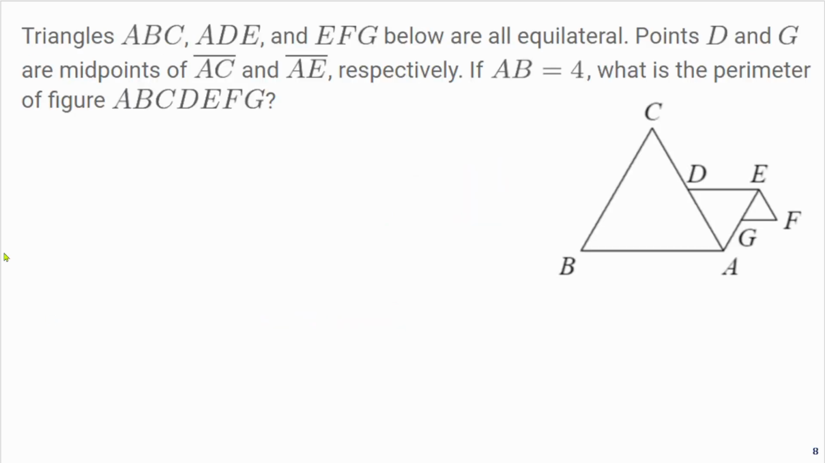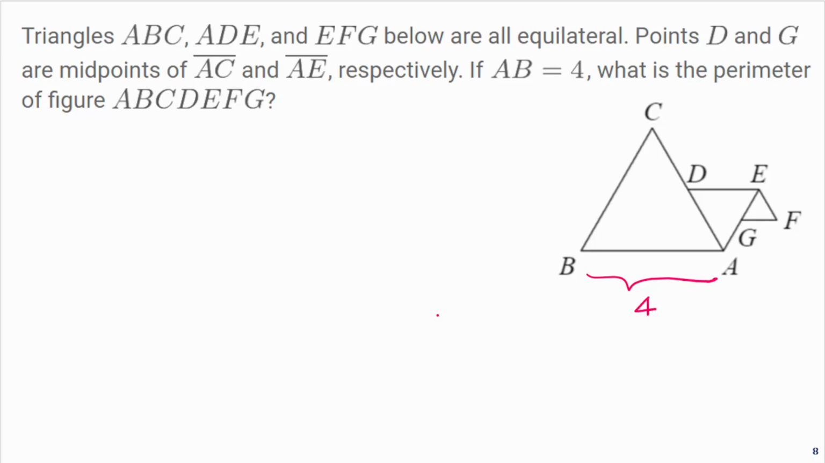Okay, then let's consider another one. So how about this one? Triangles ABC, ADE, and EFG below are all equilateral. Points D and G are midpoints of AC and AE, respectively. If AB equals 4, what is the perimeter of figure ABCDEFG? Again, let me know if you finish, okay? Alright.